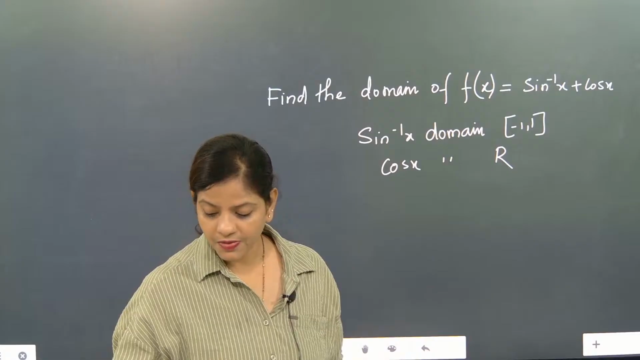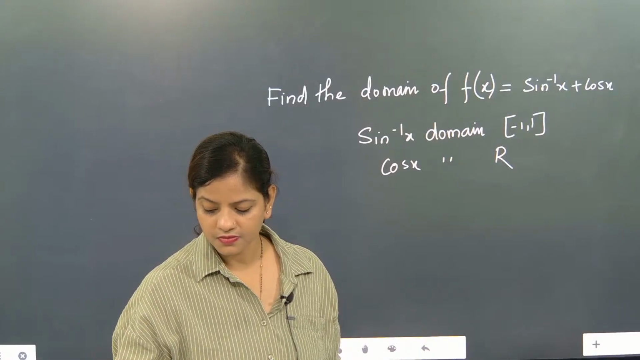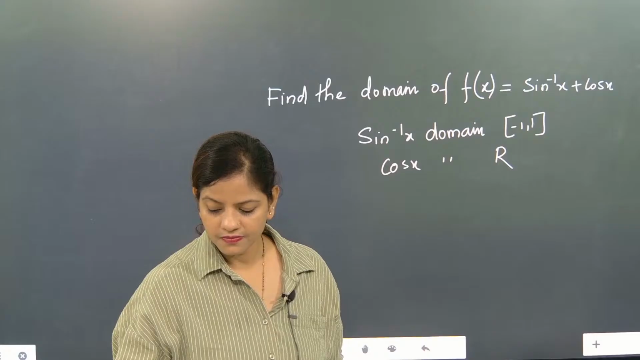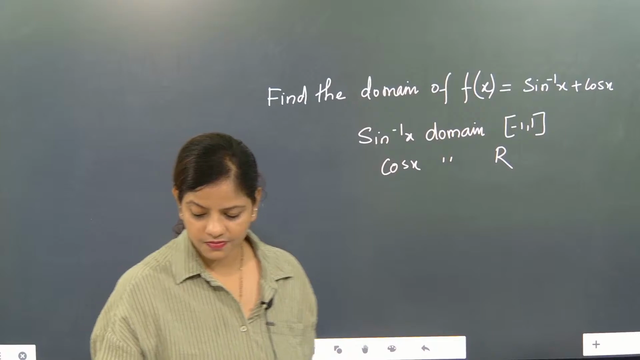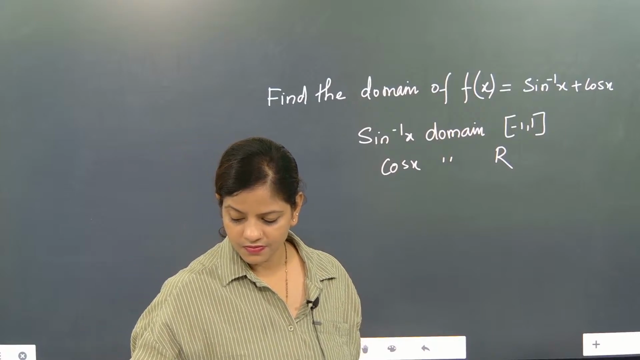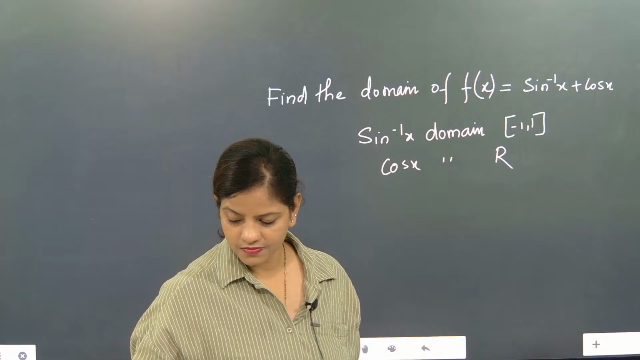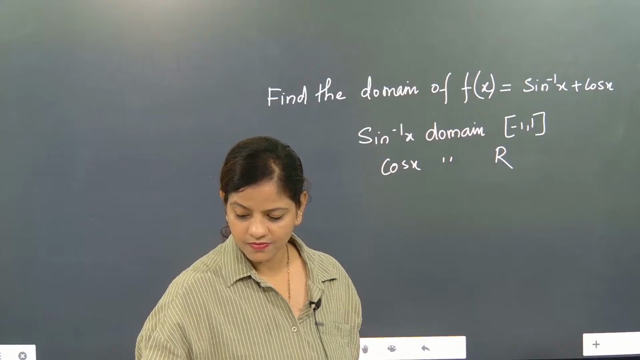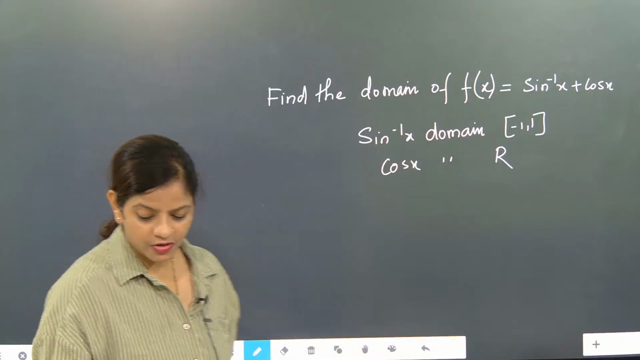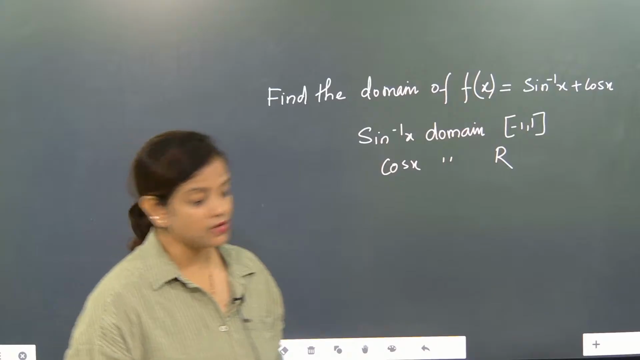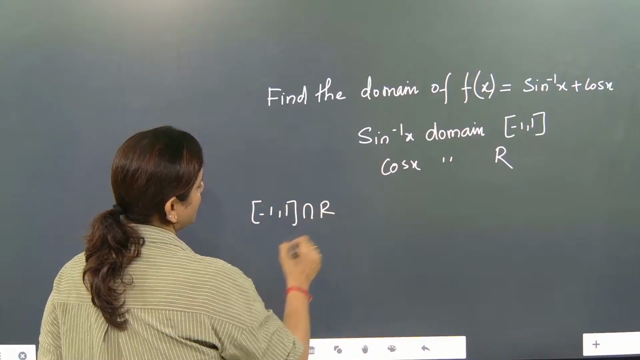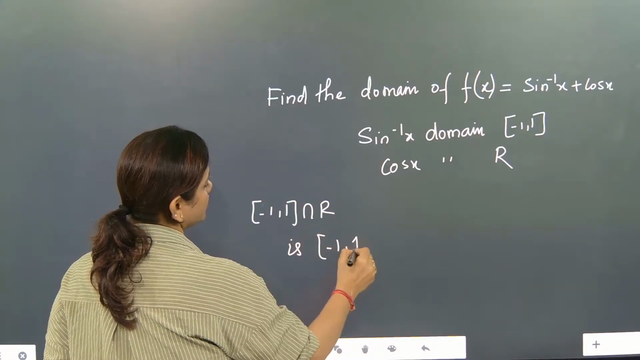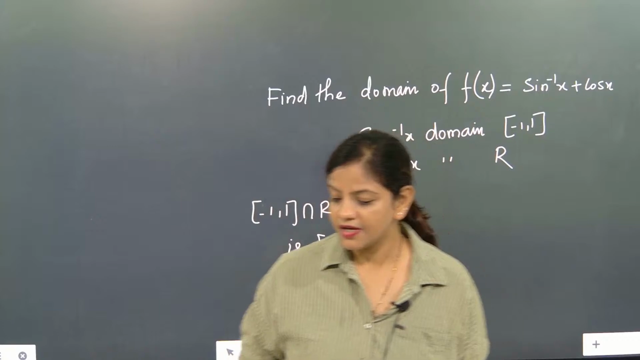So now look here, beta. Understood now. So now you need to understand this part. When you will be talking about this, common -1 to 1 intersecting R is -1 to 1. So definitely those people who have given the answer, it is exactly correct.